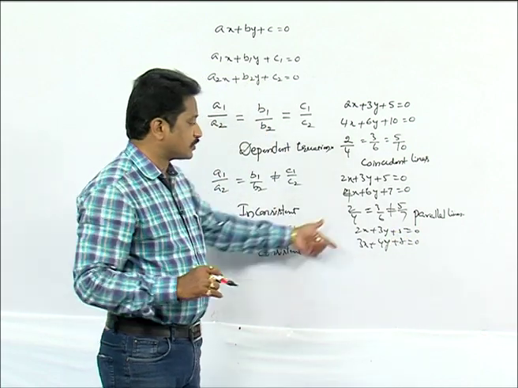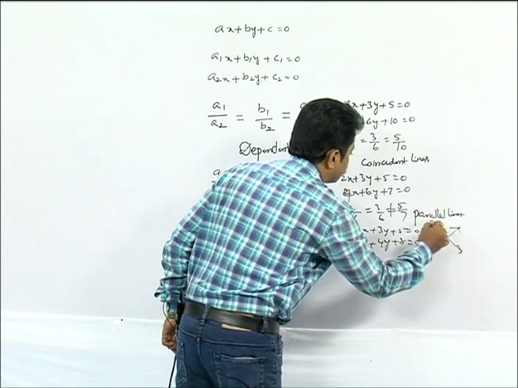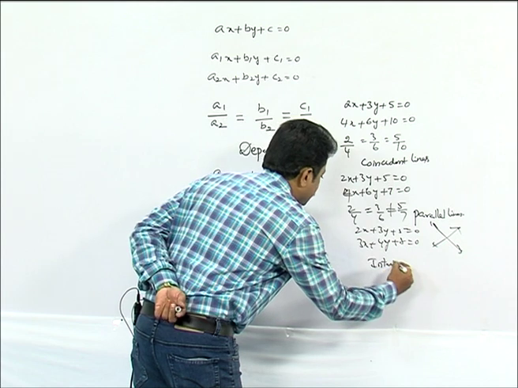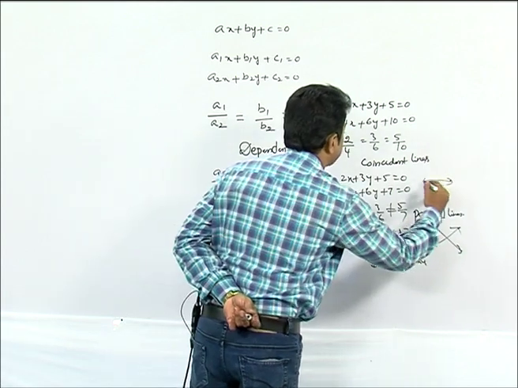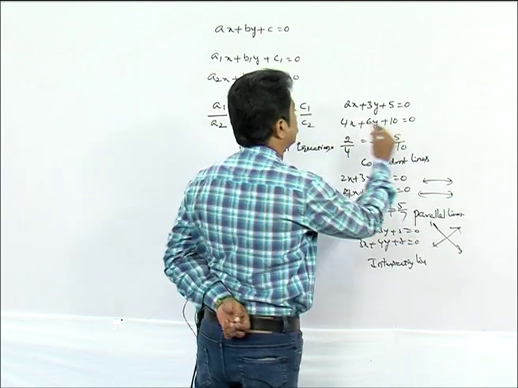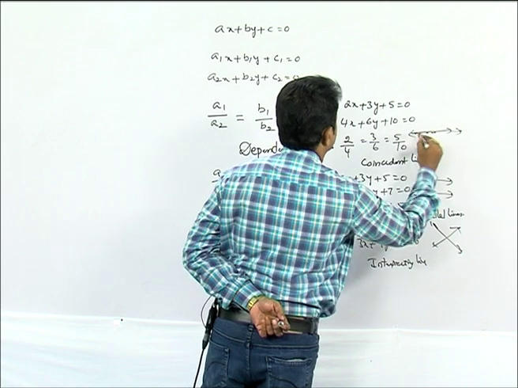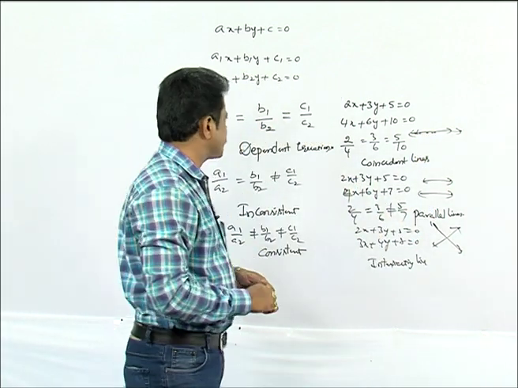Of course, these two represent two different lines, which will be intersecting lines. This is called intersecting lines. Here the lines will be parallel, and here the lines will be coincident, with the same line superimposed on this. Now, is it clear? This is a very important statement here.